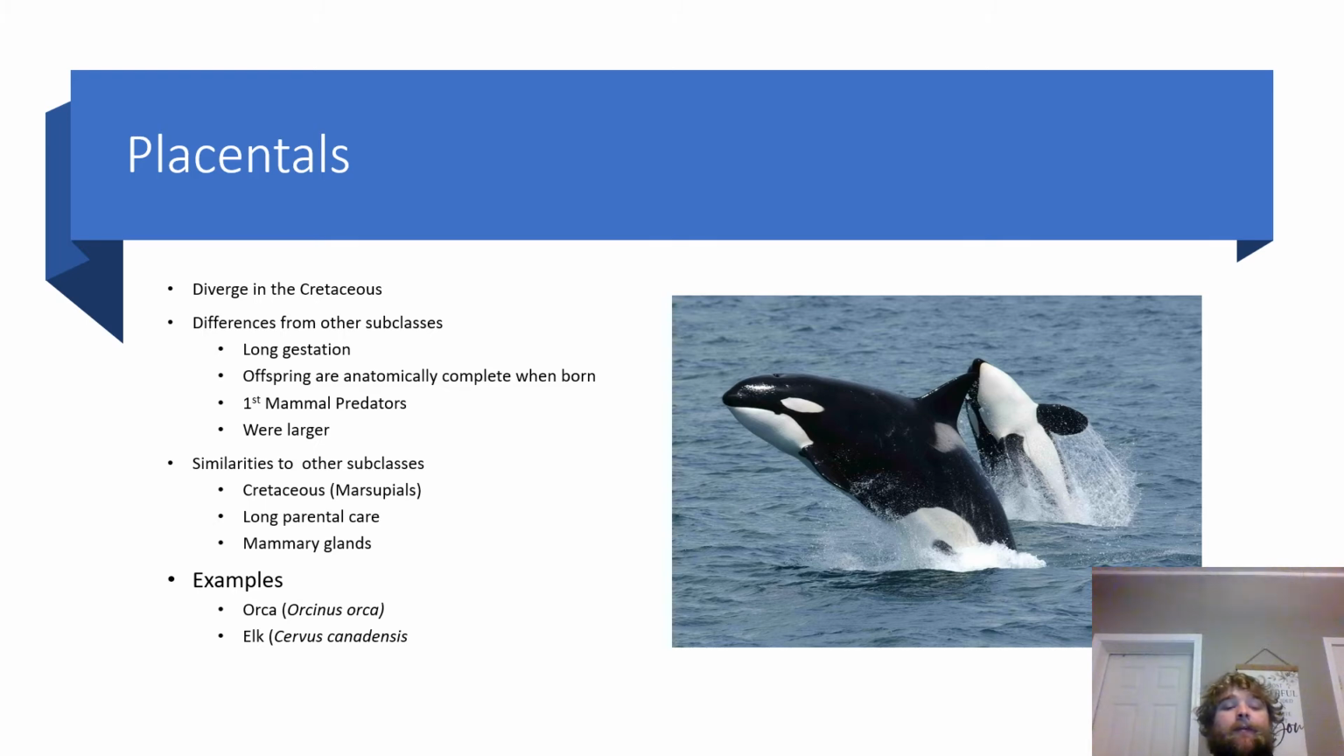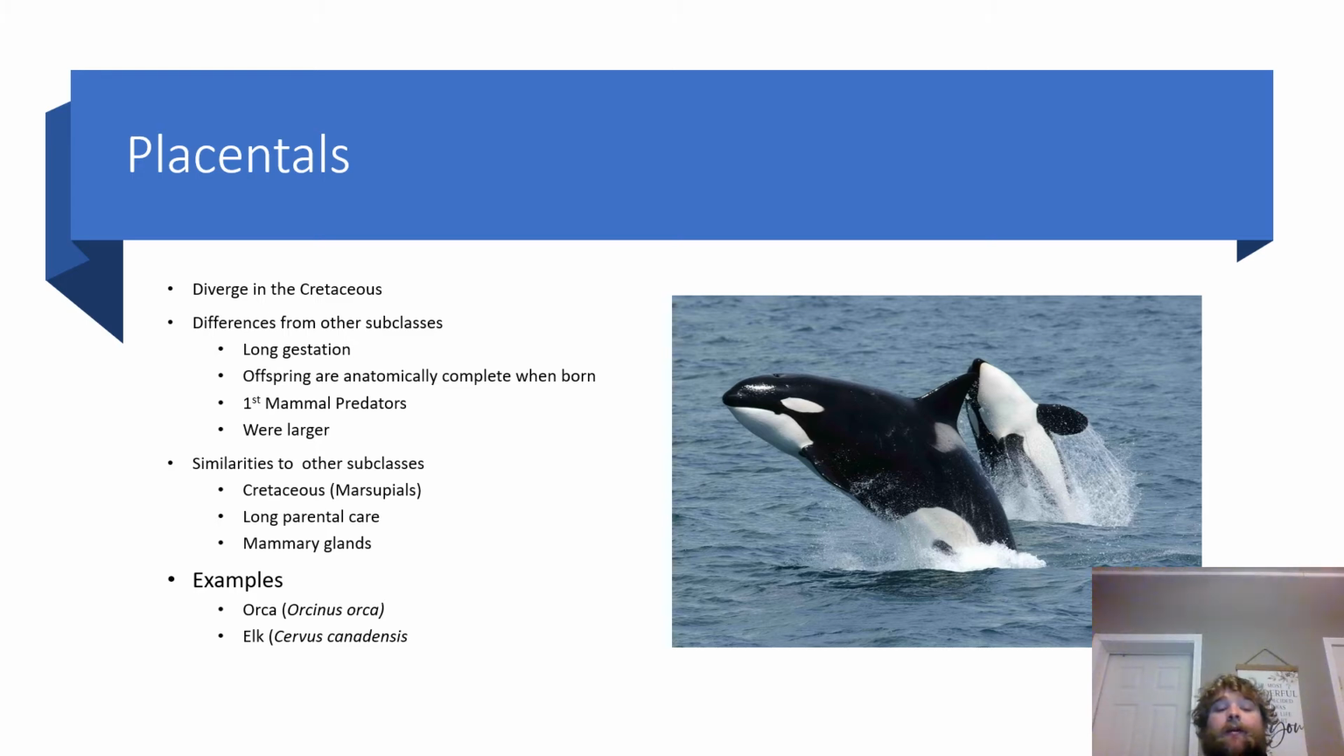Then we'll take a look at the placentals. They also derived in the Cretaceous period. Some of the differences with this subclass is that they do have a very long gestation period. You can think of a human with a 9-month period, or an elephant with a multi-year period. It's much longer than the other two classes.